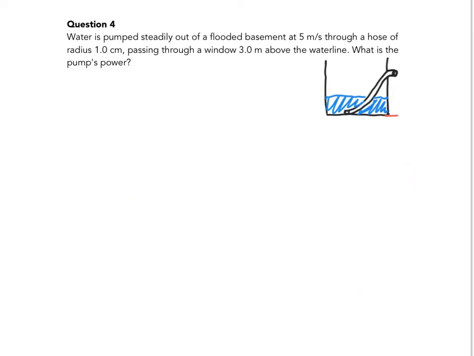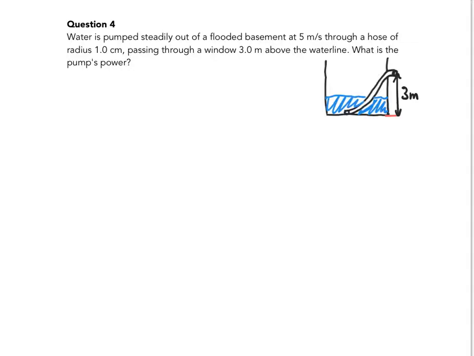So in this scenario, we have a flooded basement. There's a window 3 meters off the water line, and we're going to use a pump to pump that water out and through that window. And the height difference there is 3 meters. So the water's pumped steadily out at 5 meters per second through a 1 centimeter radius piece of tubing. What's the pump's power?